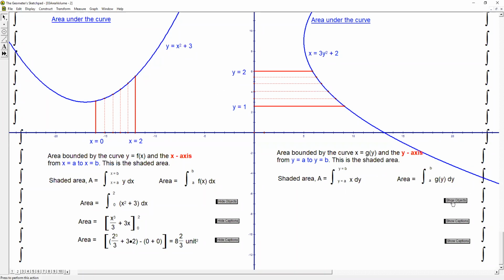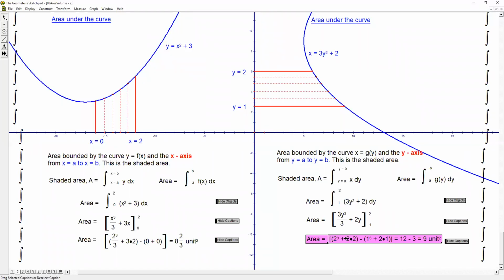So how to apply this formula? This is it. Area equals the integral of 3y squared plus 2 dy from y equals 1 to y equals 2. Everything in terms of y. If it is between the curve and the y-axis, everything is in terms of y. So do you know how to integrate this? Yes. Integrate 3y squared becomes y cubed over 3. Integrate 2 becomes 2y. So substitute the two numbers inside. Substitute the first number, you put inside a bracket. Substitute the second number, you put in another bracket. Finally, the answer is 9 units.